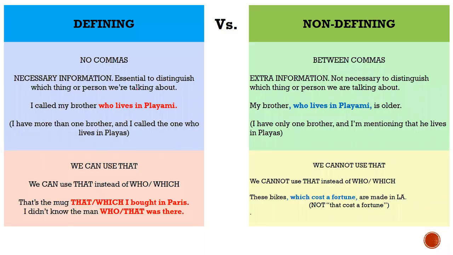So here we go. Defining, one of the most important differences is that for defining, we do not use commas. And for non-defining, we do use commas, all right? Always commas. Defining, no commas. Non-defining, between commas. So like we mentioned, defining gives you essential information, necessary. We needed to know who we're talking about. And non-defining gives you extra information. It's not necessary. It does not define who we're talking about.